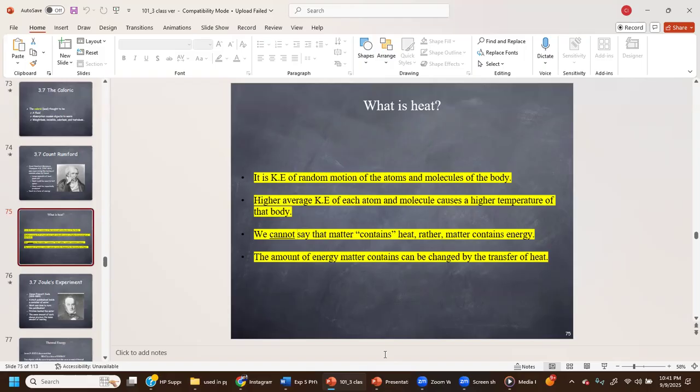The molecules of the body move. When they move, that heat happens. Higher energy, higher average kinetic energy of each atom or molecule, causes higher temperature of the body. We cannot say that matter contains heat, but rather that matter contains energy. So the amount of energy matter contains can be changed by the transfer of heat.